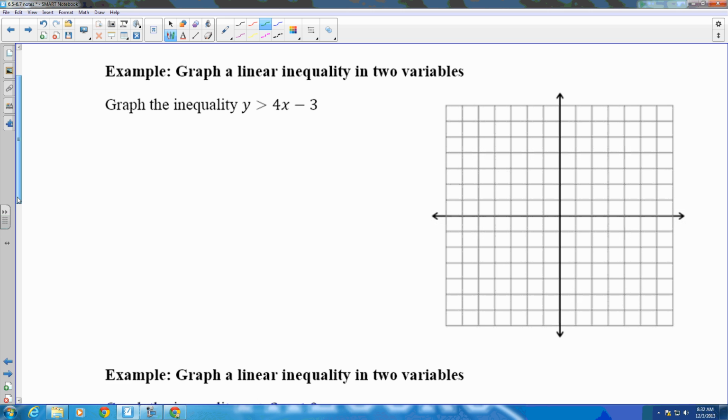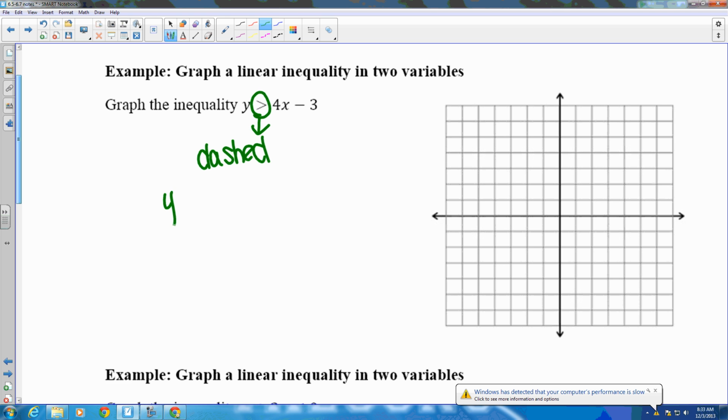So graph the inequality y is greater than 4x minus 3. This is in slope-intercept form. So we're just going to have to graph it like we would normally graph a line and then do our extra steps after that. Being in slope-intercept form, we always start at the b, which is negative 3. First thing before we actually graph it is figure out if this should be a dashed or solid line. It should be dashed.